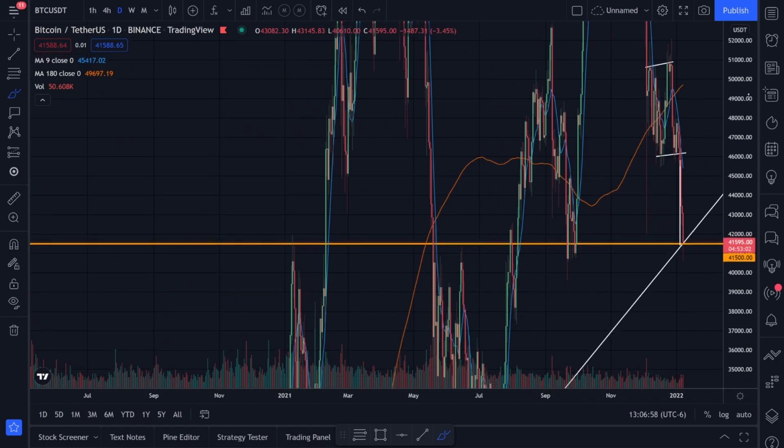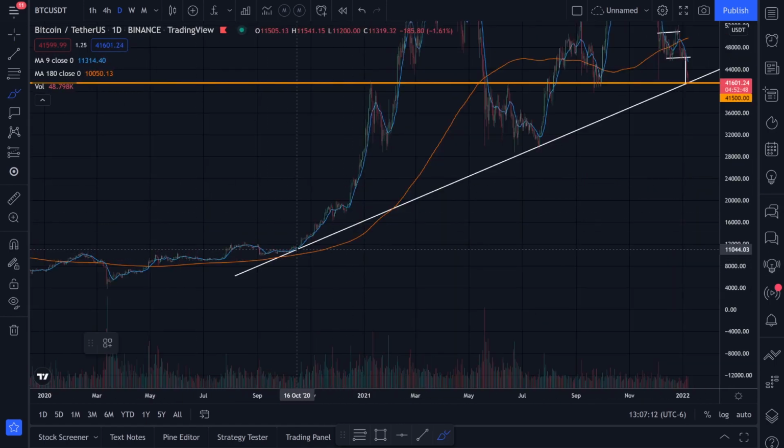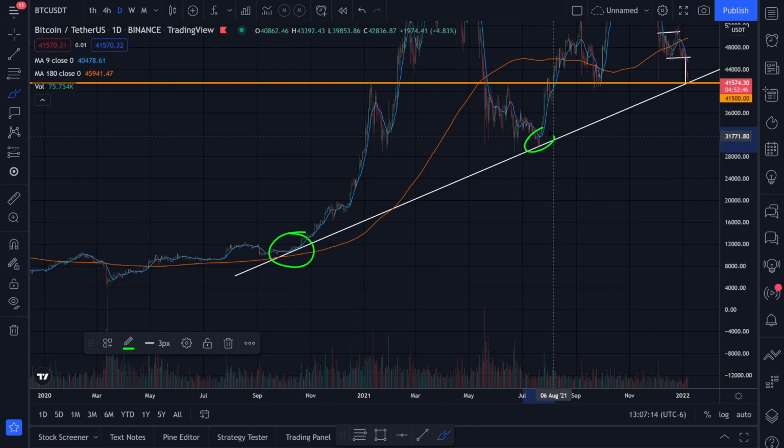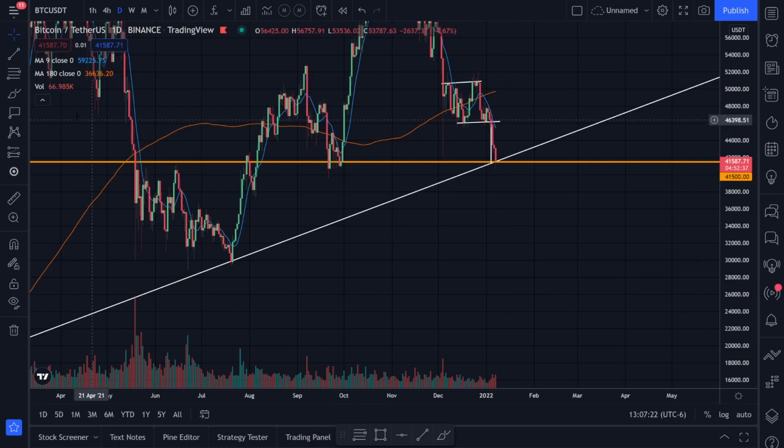If we zoom out a little bit, we're on the daily time frame right now. And we had support right here and support right here. We had this uptrend going like this, and that's the uptrend that I'm looking at right here. What I'm thinking is hopefully we can hold support on this uptrend.